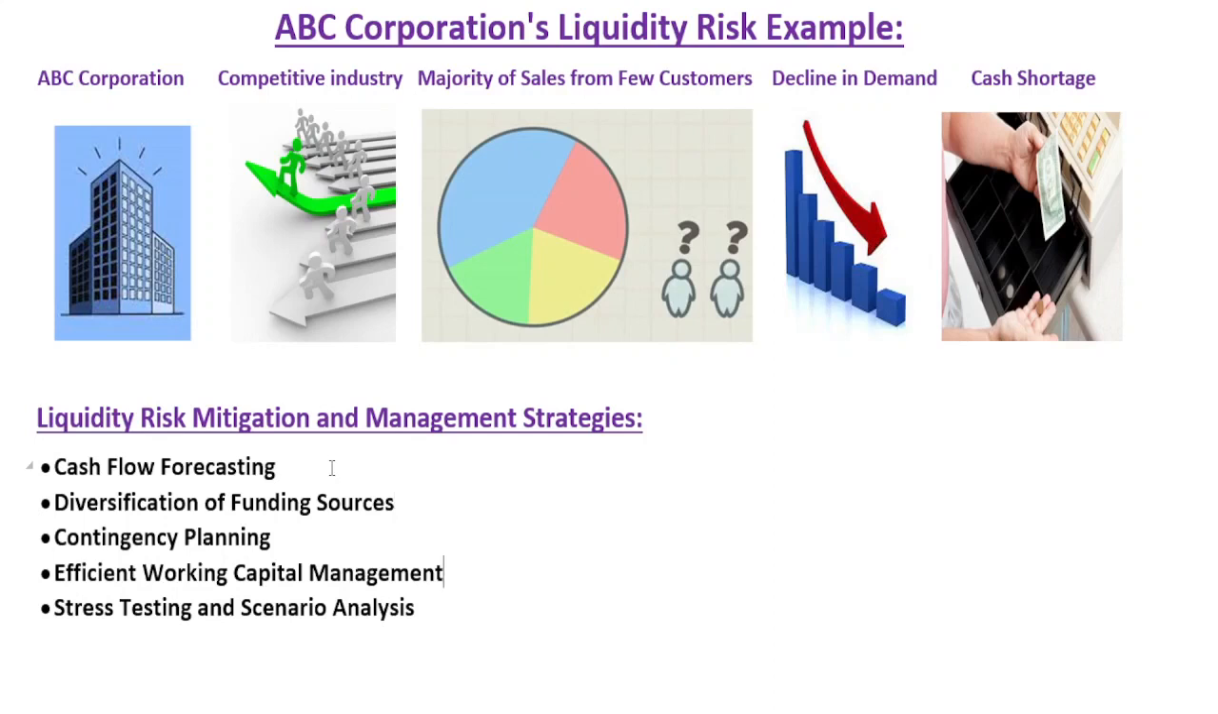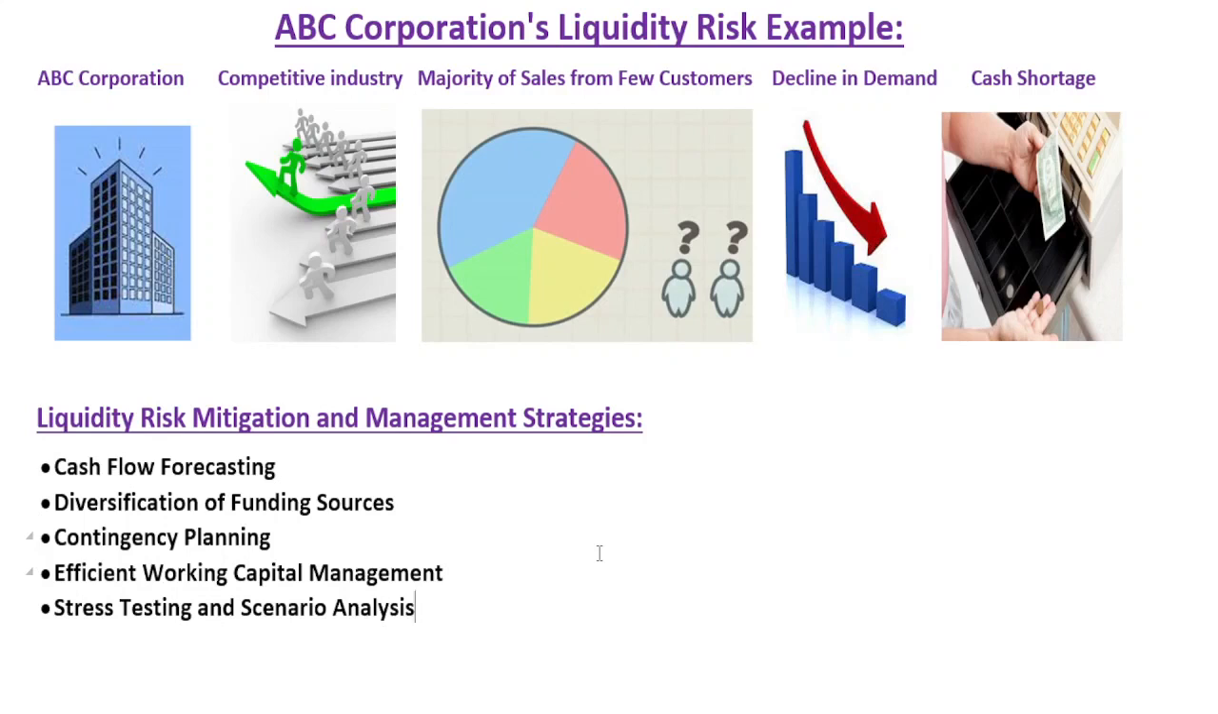The fourth strategy would be efficient working capital management. By optimizing working capital components such as inventory levels, accounts receivable, and accounts payable, ABC Corporation maintains a healthy cash flow position and minimizes the risk of liquidity shortages. The other important strategy would be stress testing and scenario analysis. By conducting stress tests and scenario analysis, ABC Corporation can not only assess the potential impact of adverse events on liquidity, but also identify areas that require attention or risk mitigation measures. So all these are the possible liquidity risk mitigation strategies.